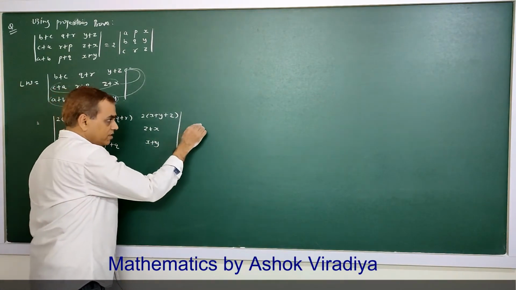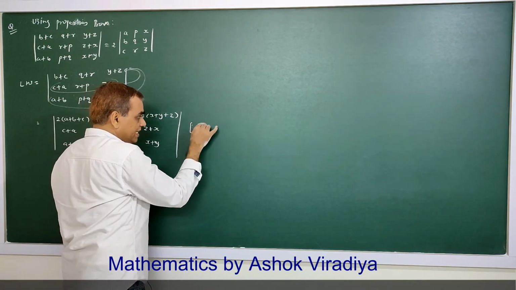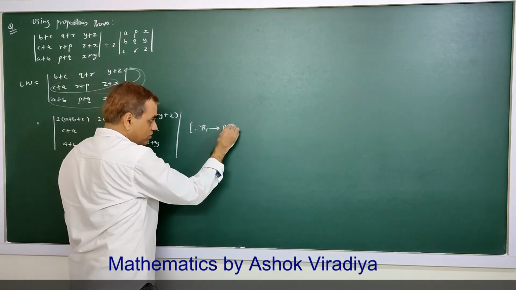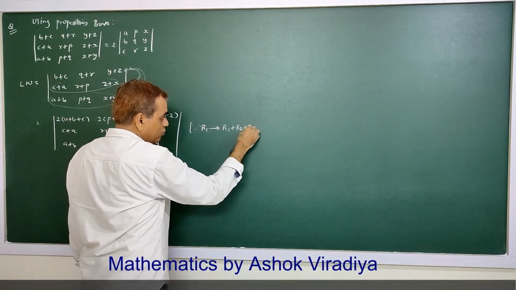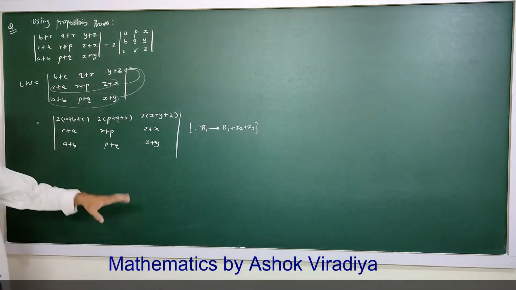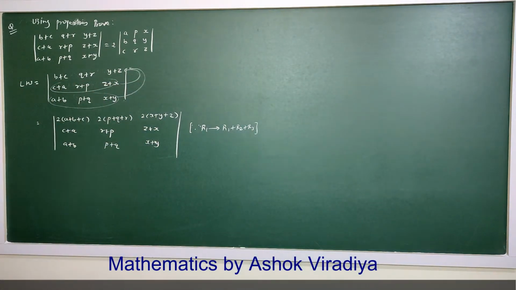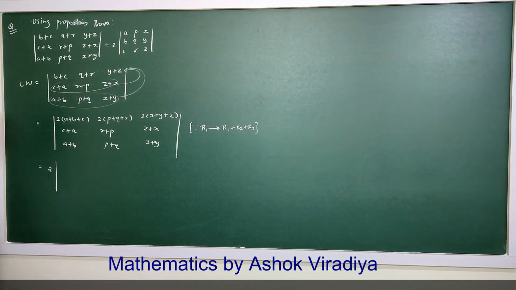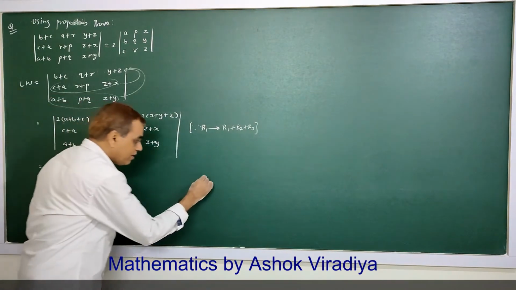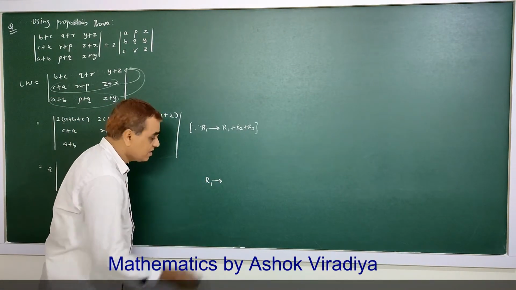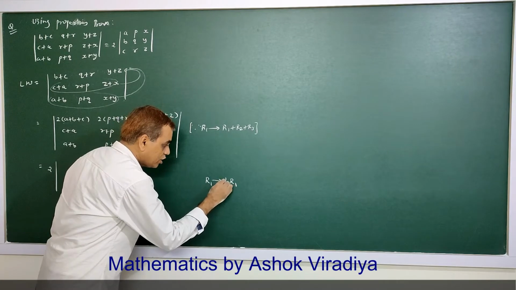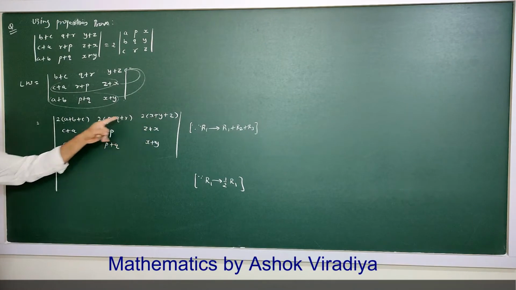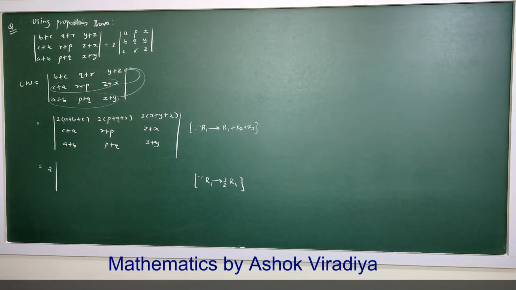So which operation is performed in the first row? In the first row, the second row and third row are added. Under this operation, this is done. Now 2 is common, that means the first row is divided by 2. So under this operation, the first row is divided by 2. When inside divide, outside multiply.